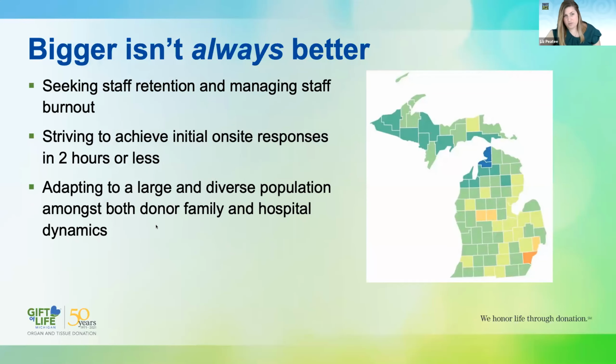Well, bigger isn't always better, as many organizations struggle with staffing. At Gift of Life, we are not immune to these issues. Here at Gift of Life, we have 38 full-time coordinators. We have 3 additional that are in orientation, and we are fully staffed at 43 organ donation coordinators. We have 18 coordinators who have been with Gift of Life for 2 years or less, and our average years of service is roughly 3 years.